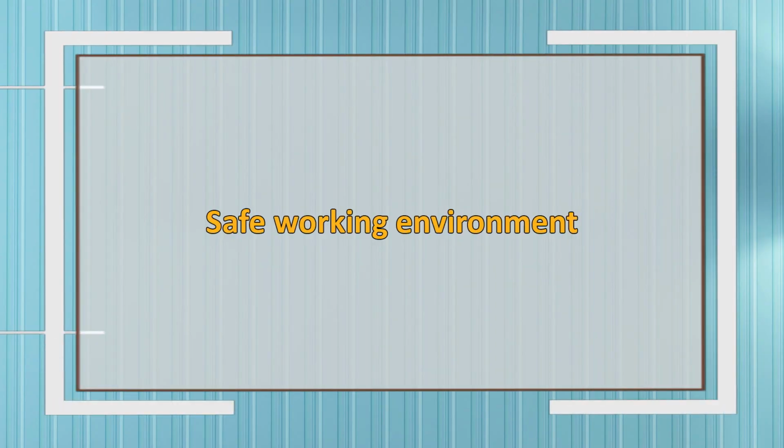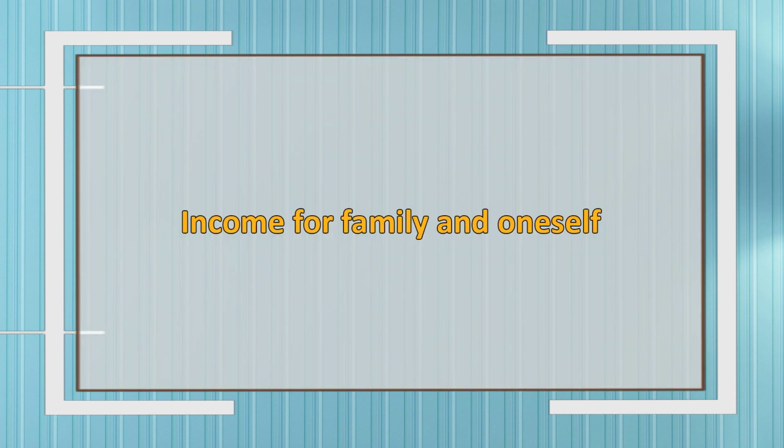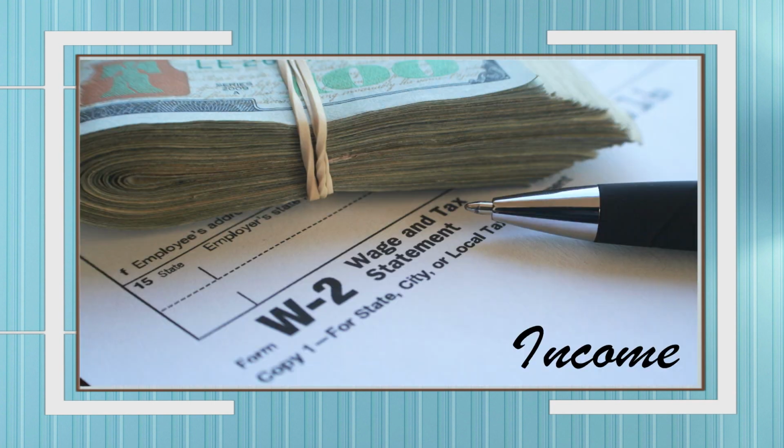The second is safe working environment. Safe working conditions must be ensured by the organization and its managers. Third component of gainful employment is income for family and oneself. Income is necessary to support oneself. However, data does not show that people who earn more money are more gainfully employed than those who earn less.